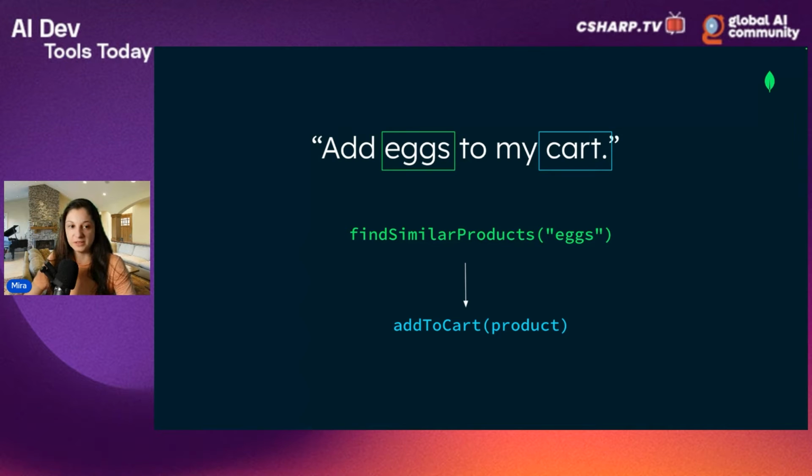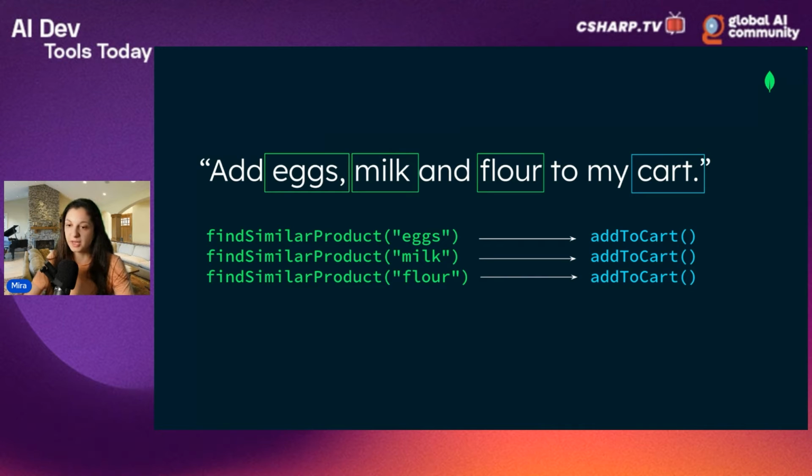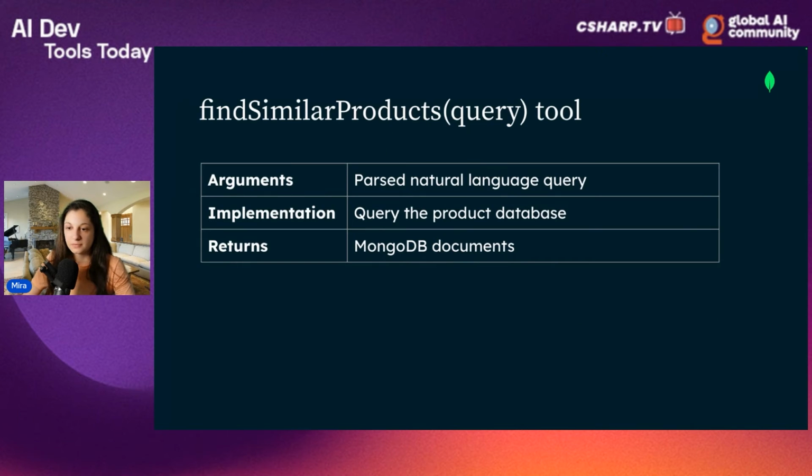Now, how are we going to implement these two functions? Finding similar products, and of course, we can call them multiple times if we have multiple products. How do we implement them? Find similar products. This function needs to be able to parse a natural language query. So we're going to pass in eggs or flour or baked goods. And then the implementation will be querying the product database. So we need to go and check the actual database and find the appropriate products. It will return MongoDB documents because our product database will be MongoDB Atlas.